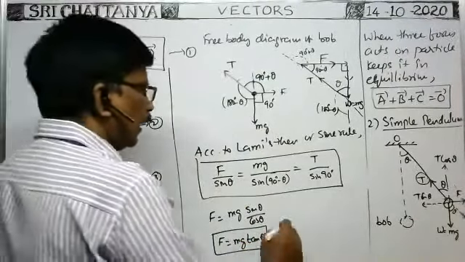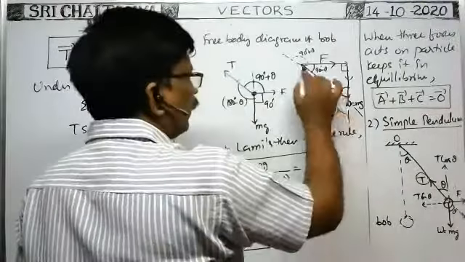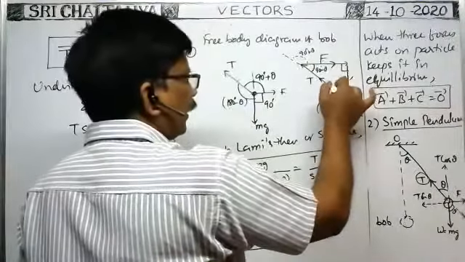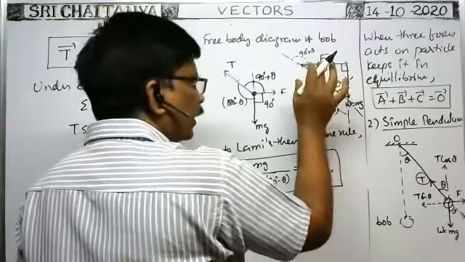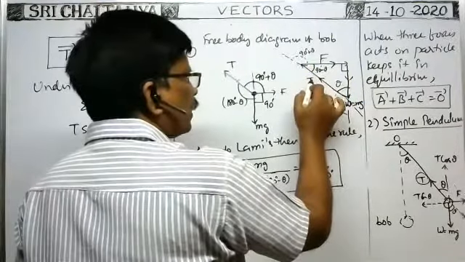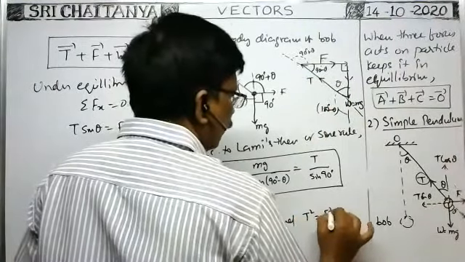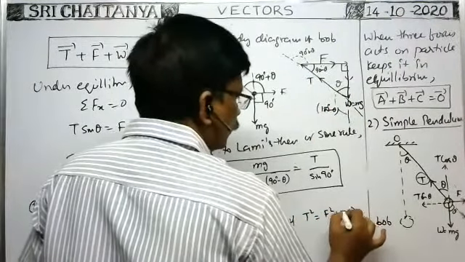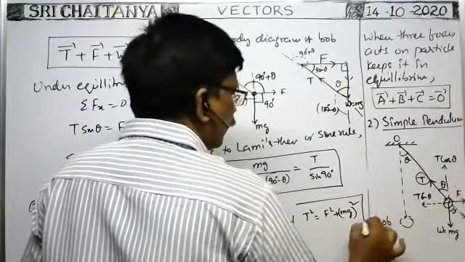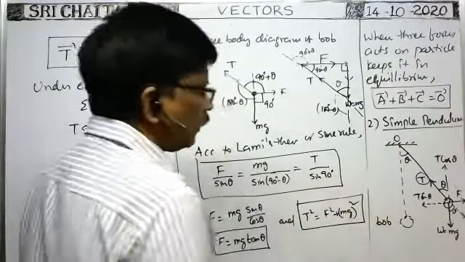Okay, next. And one more relation you see. Here it is the right angle triangle. It is the hypotenuse. You apply the Pythagoras principle. T square is equal to F square plus mg whole square. No? T square is equal to F square plus mg whole square. This is a relation among the three forces. We can write this relation also.